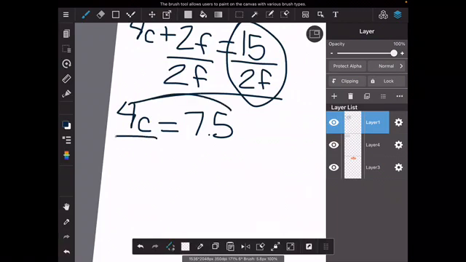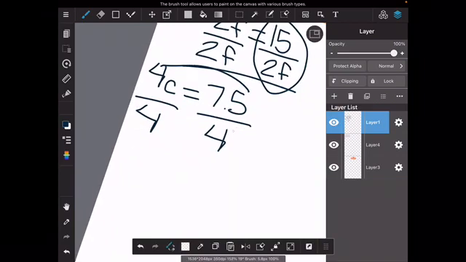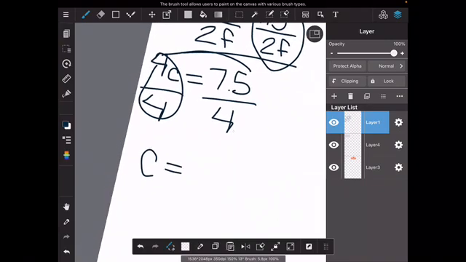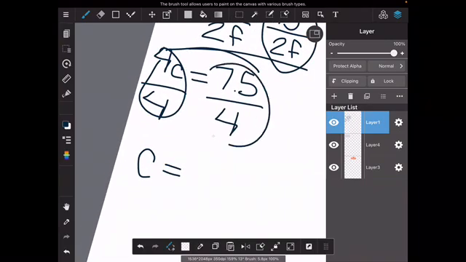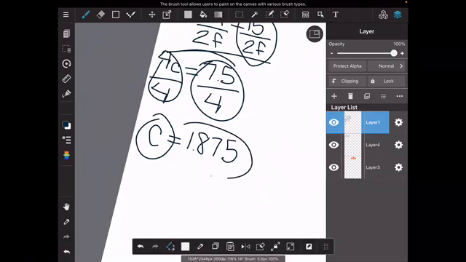Again, it's multiplying on this side, so it's going to be dividing on this side. So 7.5 divided by 4 and 4 divided by 4. So this, again, it's just 0. So C equals, and we need to solve this, which is 1.875. So C equals this.